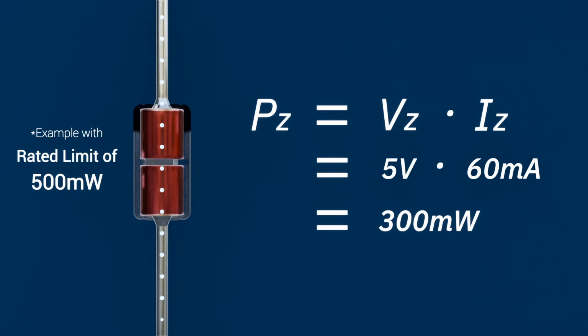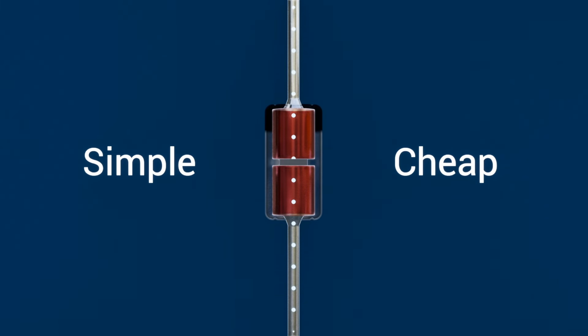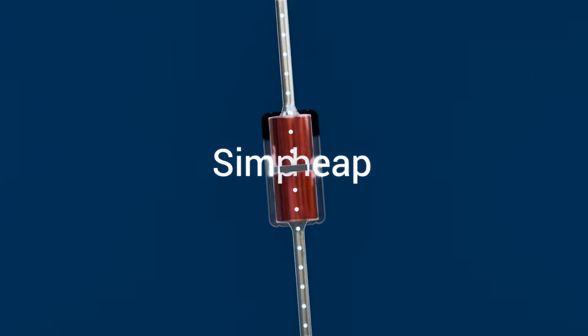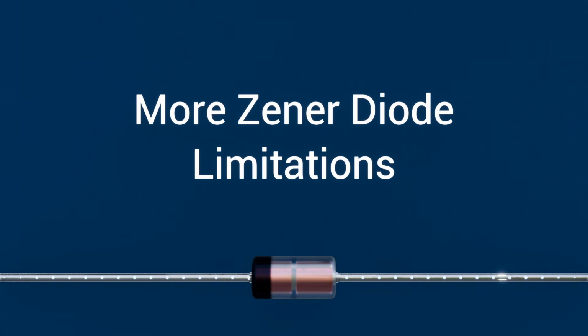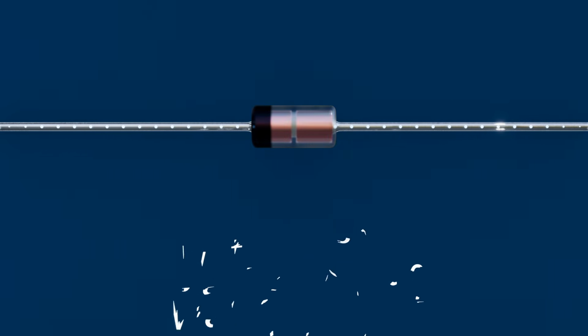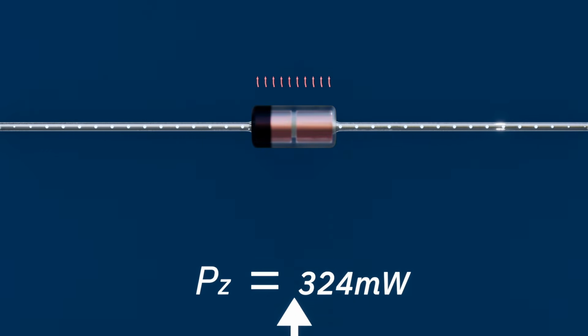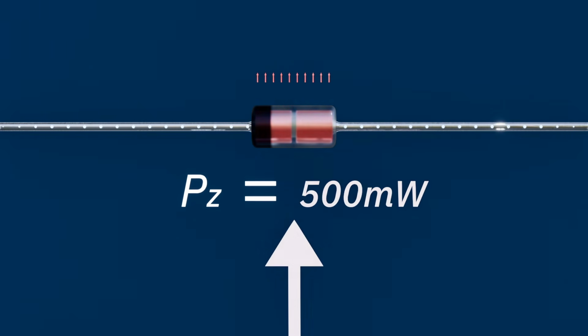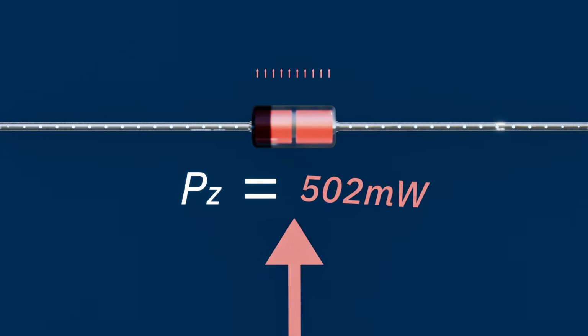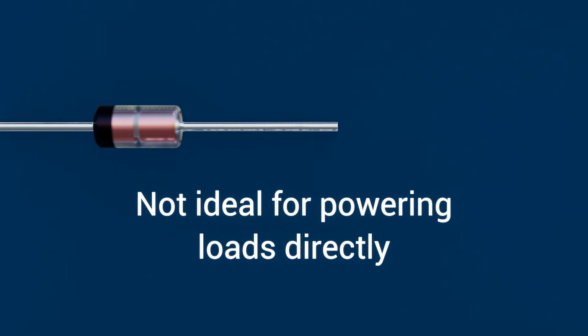As with any component, Zener diodes have drawbacks. They're simple and cheap, but they're not the best option for everything. Here are some more Zener diode limitations. They waste power. Because regulation happens by burning excess energy as heat, Zeners are inefficient for higher current loads. They're not ideal for powering loads directly.